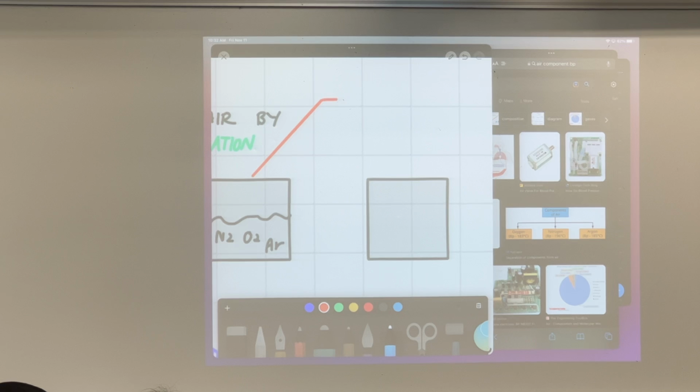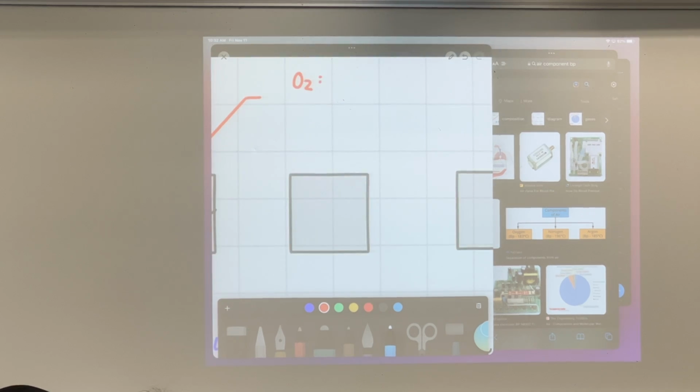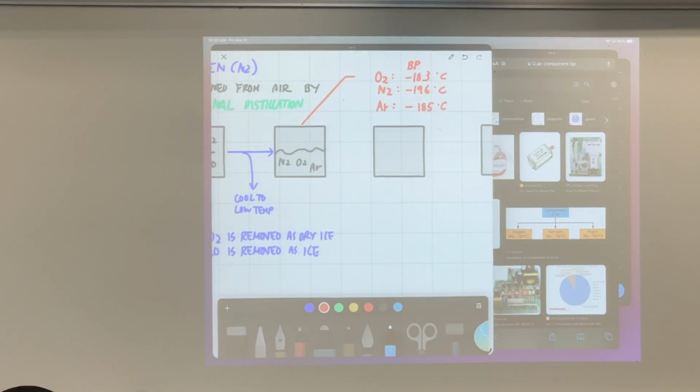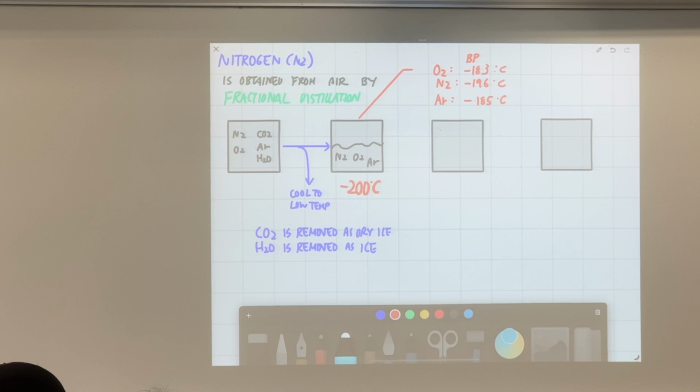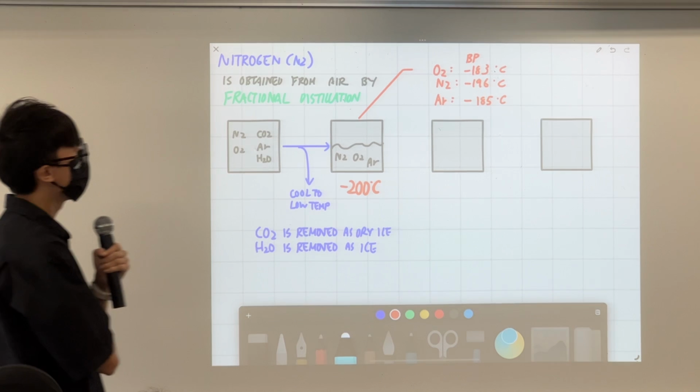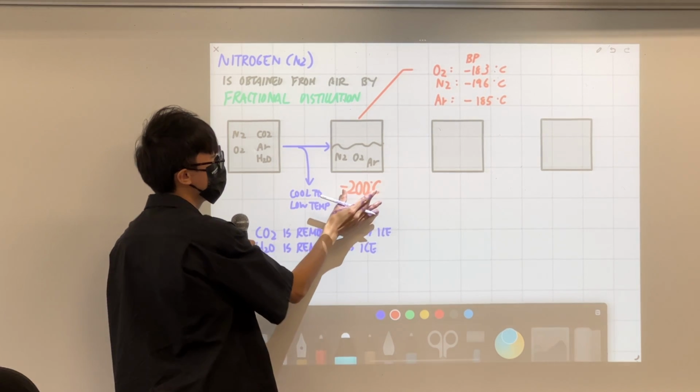When I asked Form 4 students this question, they struggled a little bit. So the boiling point of oxygen is -183. Of nitrogen is -196. This will be provided to you if they really ask you a question about this. Argon is -185 degrees C. My question is, if we cool the air down to -200 degrees C, what happens if I slowly raise the temperature back up from -200? Which of these gases will boil off first?